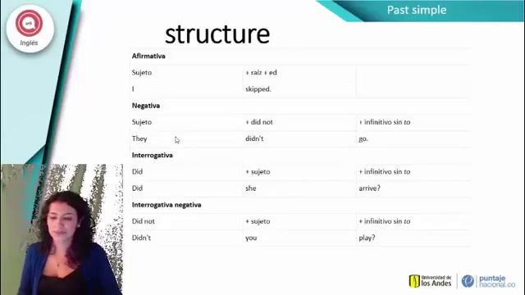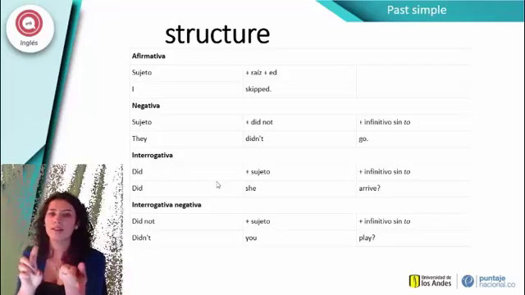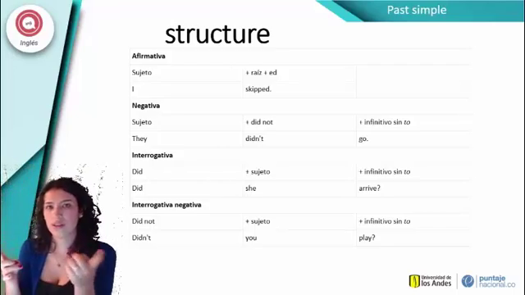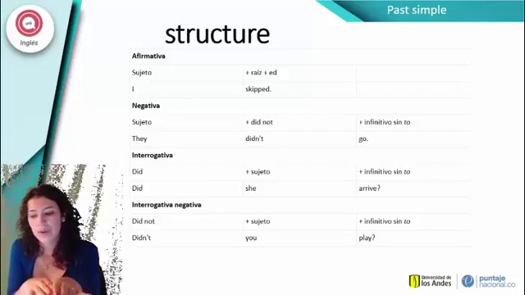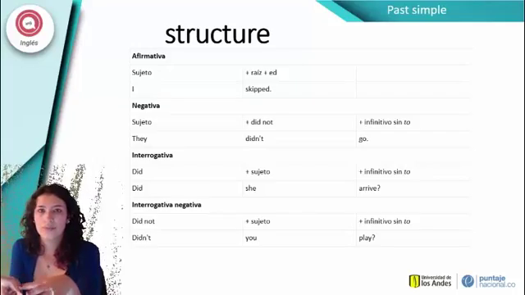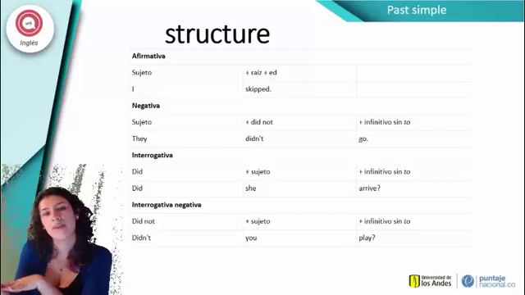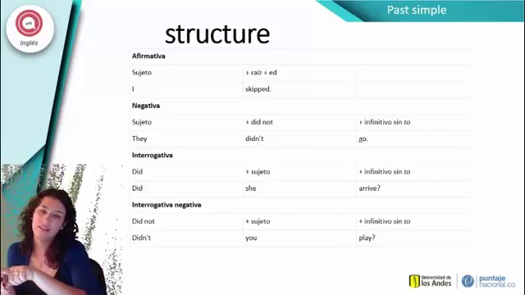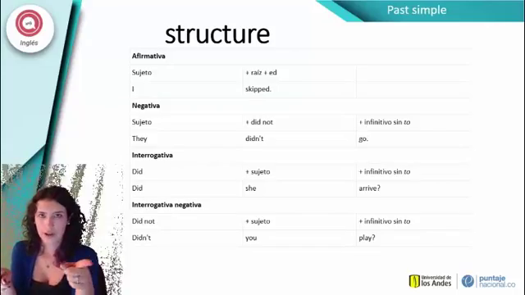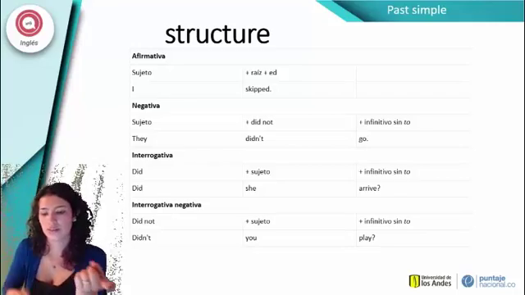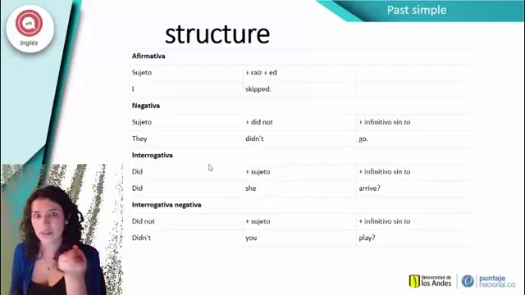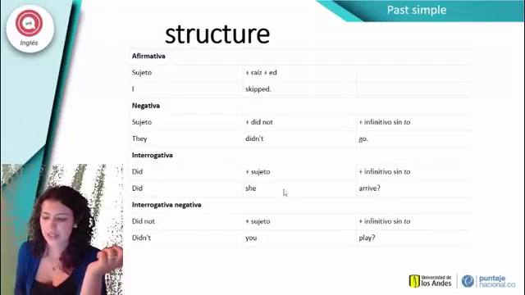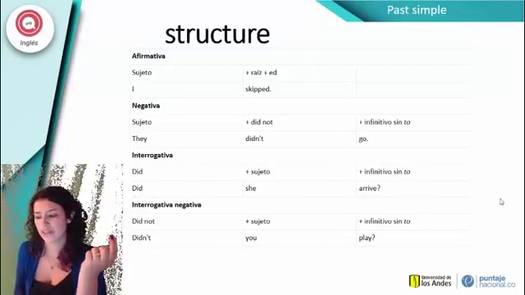Good. For the interrogative, remember that every time we are using the auxiliaries to construct our sentences in English, when it's the affirmative or when it's the negative, we use did not. And always when we're going to make a question, we have to move the auxiliary to the beginning of the sentence. So for example, here we have, did she arrive? So first the auxiliary, then the subject, and then the infinitive. Did she arrive?